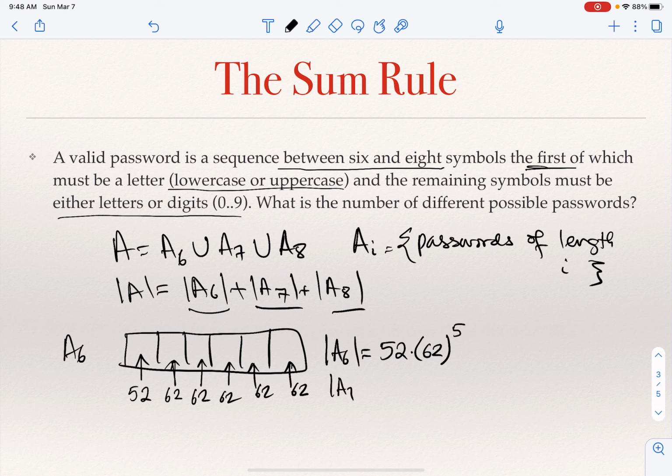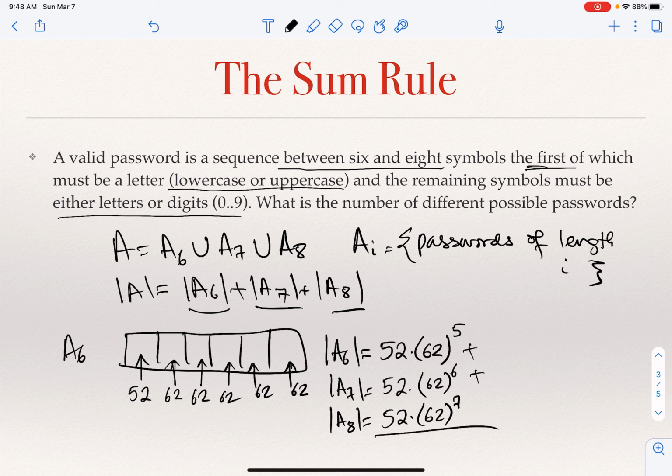Using the same reasoning, for the cardinality of A7, the first one has to be one of 52 possibilities, and each of the remaining 6 can be any of the 62 letters or digits. So it's 62 to the 6th. And A8 is 52 times 62 to the 7th. So now the cardinality of A is the sum of these three numbers: 52 times 62 to the 5th plus 52 times 62 to the 6th plus 52 times 62 to the 7th. Again, the key issue here is that A6, A7, A8 are disjoint.